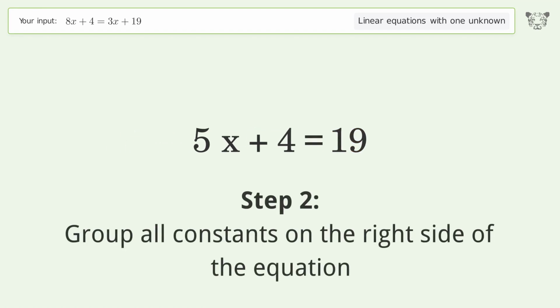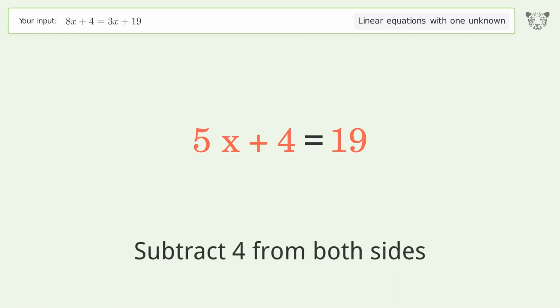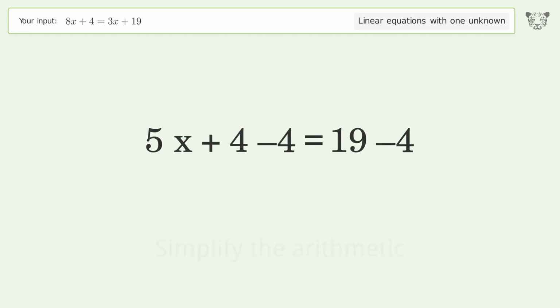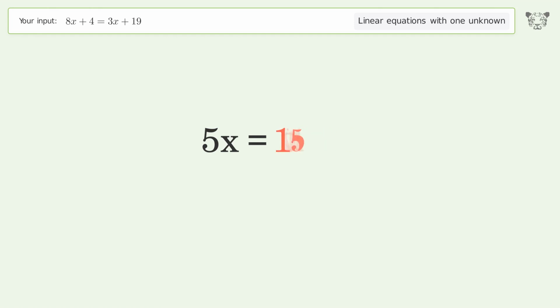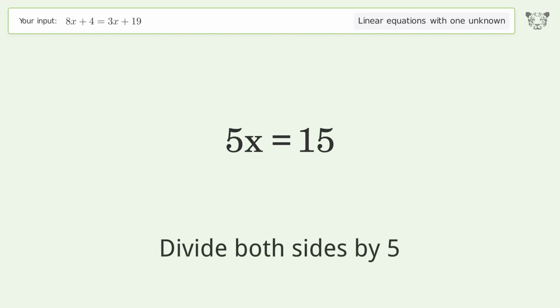Group all constants on the right side of the equation. Subtract 4 from both sides. Simplify the arithmetic. Isolate the x. Divide both sides by 5.